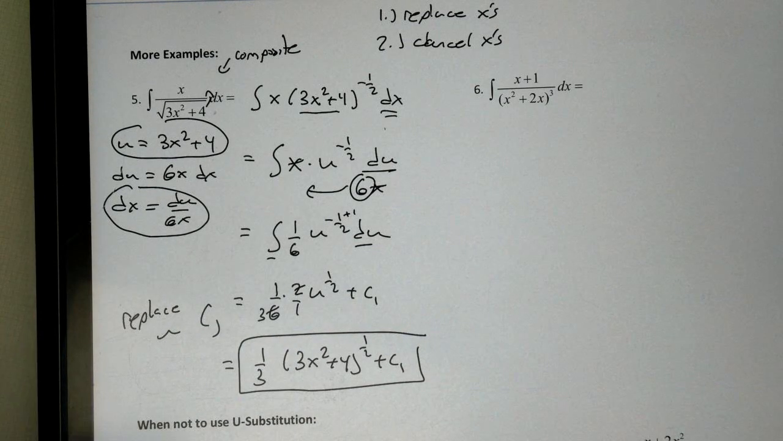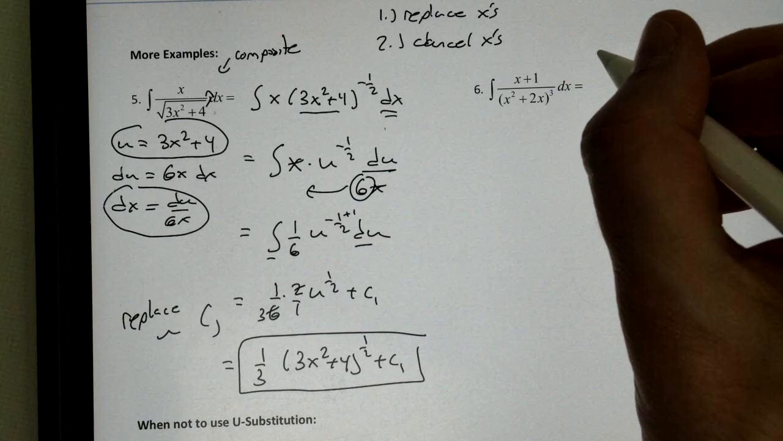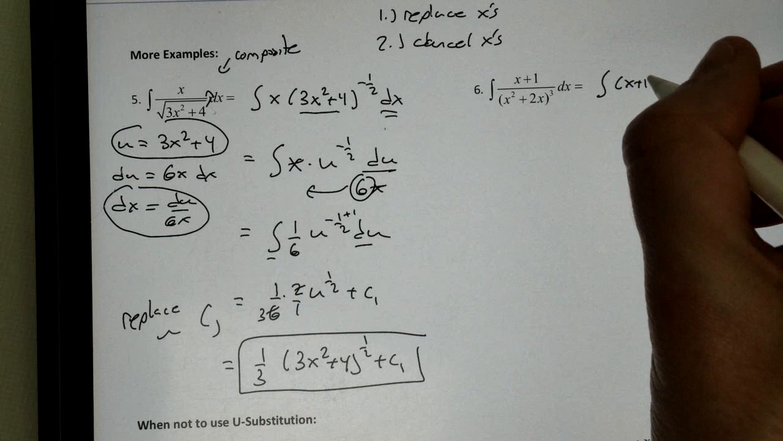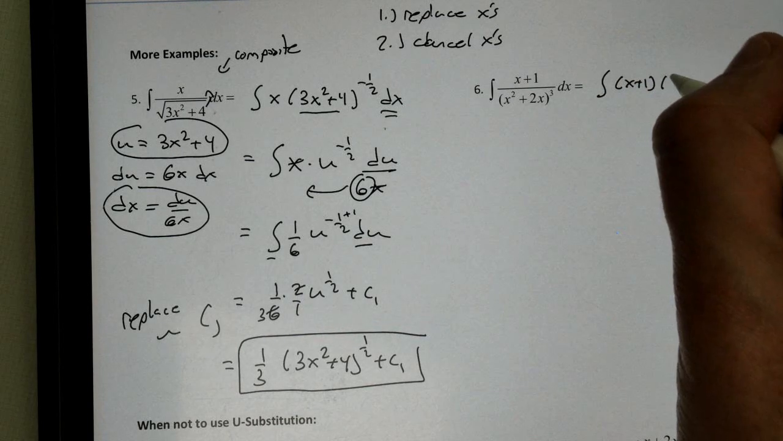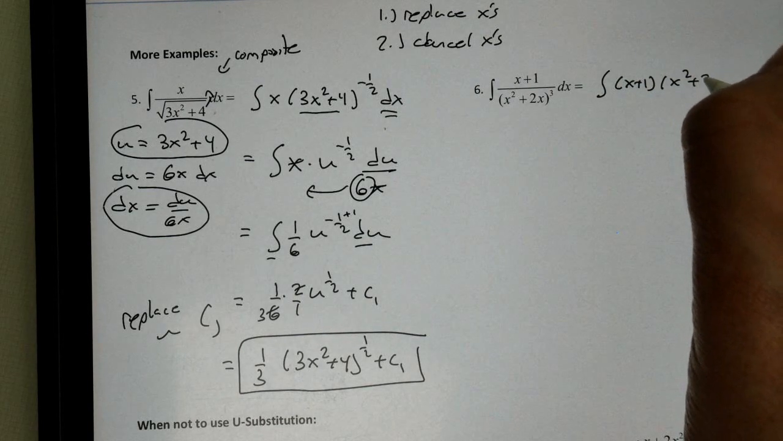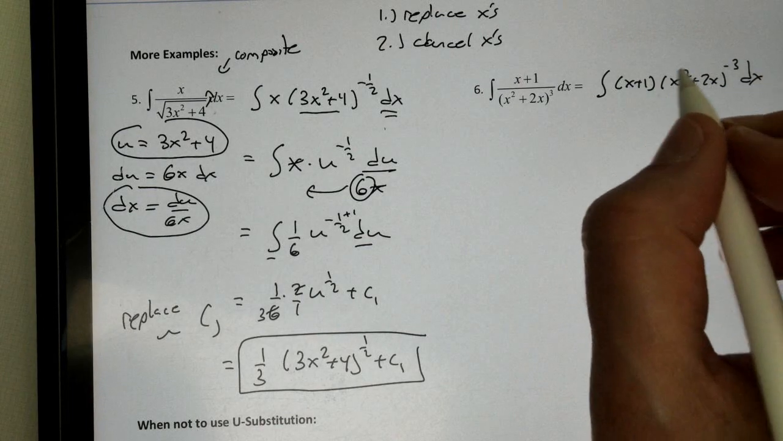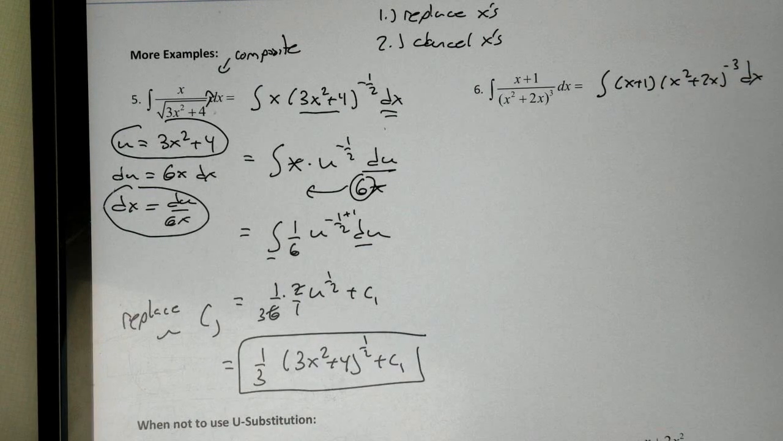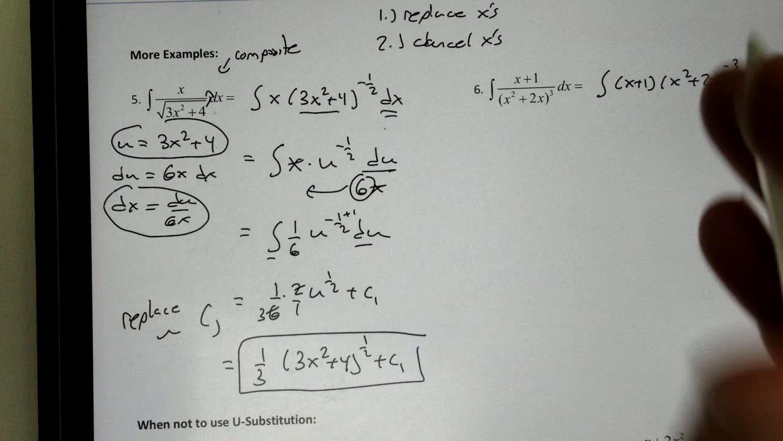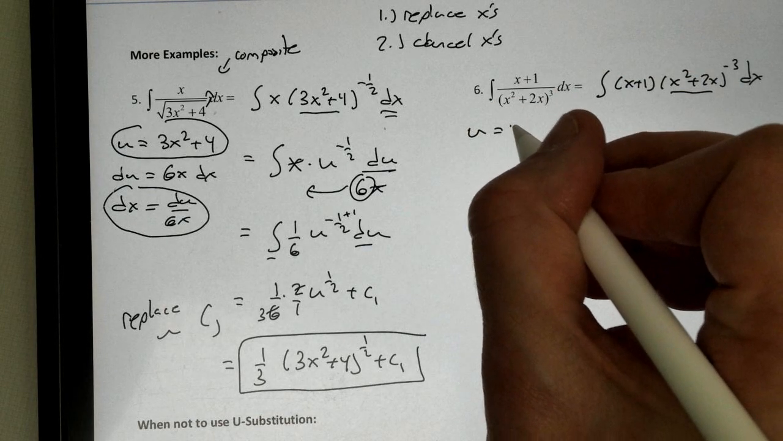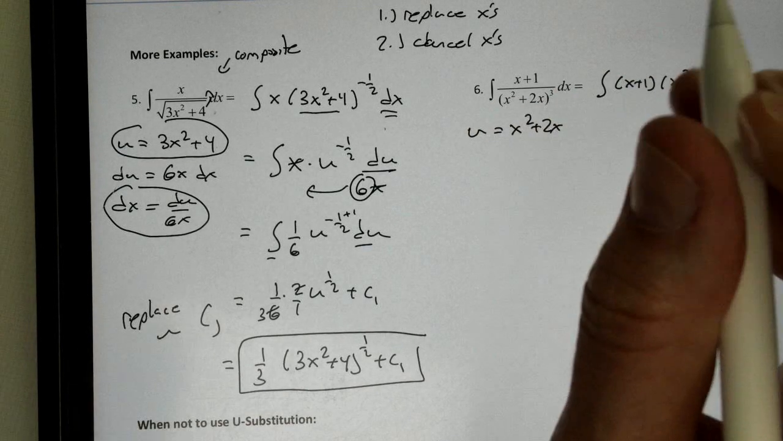Number 6, let's try this one. If I would rewrite it, we would get this x plus 1. And here, I'm going to bring this up. This becomes (x squared plus 2x) to the negative 3, because, again, I'm bringing it up. Well, this is, again, a composite function, so it looks like I have 2 insides. So which one should be u? Well, obviously, the more difficult one. So I'm going to let u equal this x squared plus 2x.